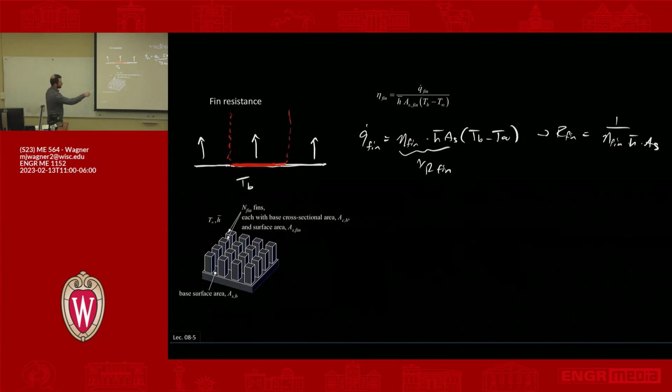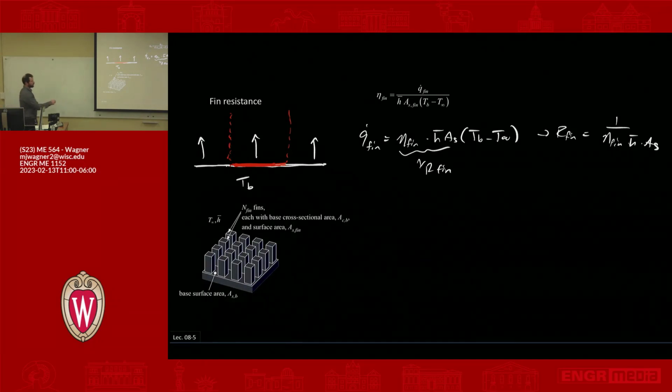If you know the fin resistance, you don't need to know anything else about the length of the fin or the temperature distribution in the fin or whatever. You can just model the heat loss directly using that fin resistance. Right? And that's a really maybe obvious thing to say, but it's something that people mess up all the time.